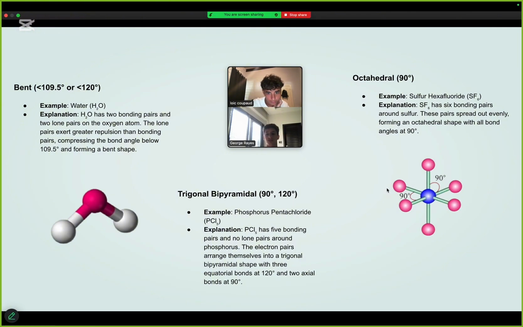SF6 has 6 bonding pairs around sulfur. These pairs spread out evenly, forming an octahedral shape with all bond angles at 90 degrees, which is shown here in the image.